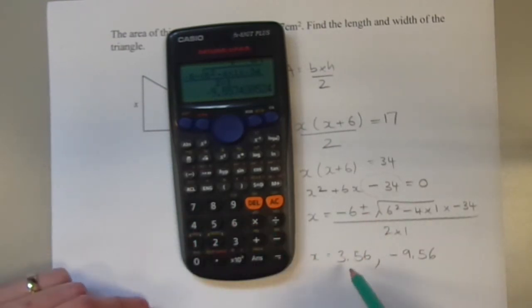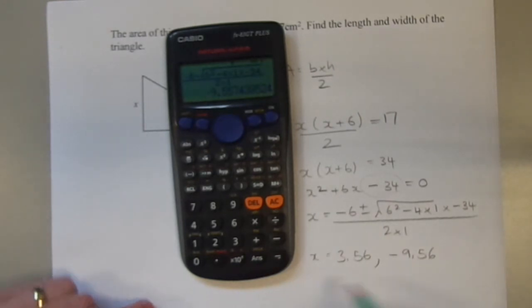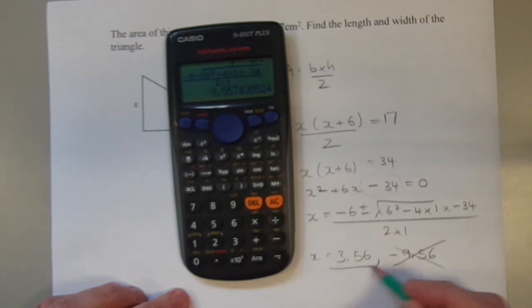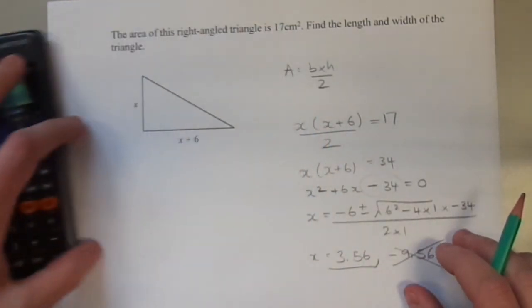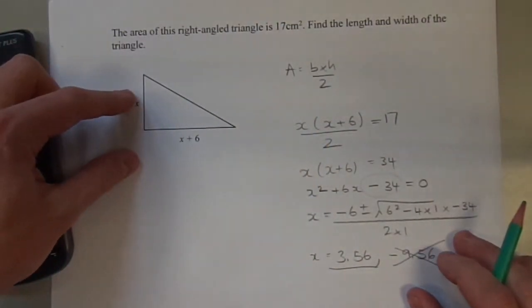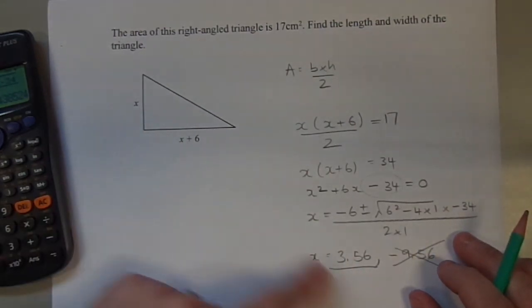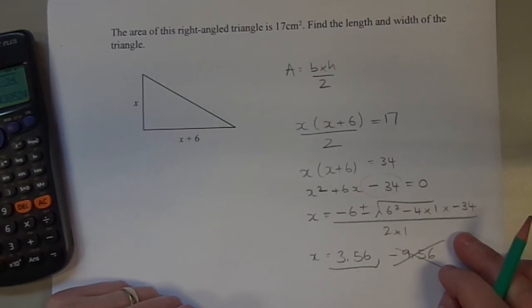But of course in this case only one of those solutions makes sense. x is representing the height of a triangle, it's a length. You can't have negative values for length, so in this context that solution is irrelevant. That is how high the triangle is. If you add 6 onto your 3.56, then you've got the width is 9.56.